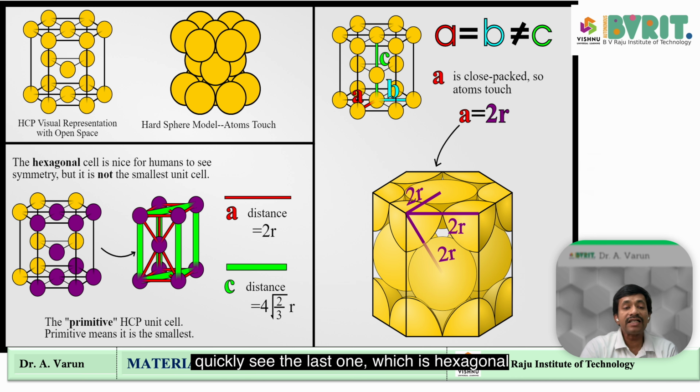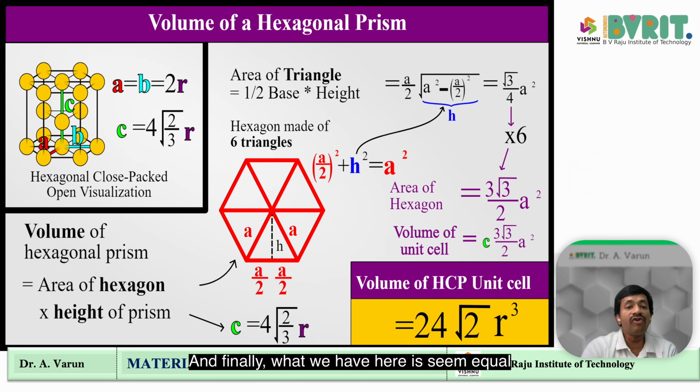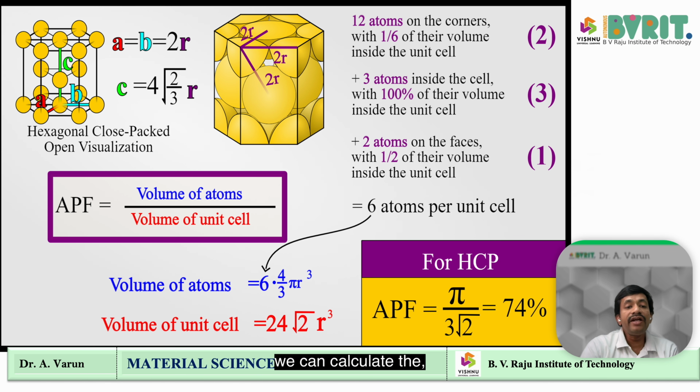Let's quickly see the last one, which is hexagonal closely packed (HCP). In the HCP, as you see, A is equal to B, but B is not equal to C, and you have to have a complex relationship with one is A in terms of R, and C in terms of R, and then we need to have C and A as a relationship, and finally what we have here is C is equal to 4 root 2 by 3 R. And once we know this relationship, we can calculate the volume of a unit cell.